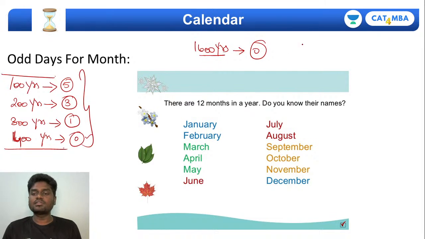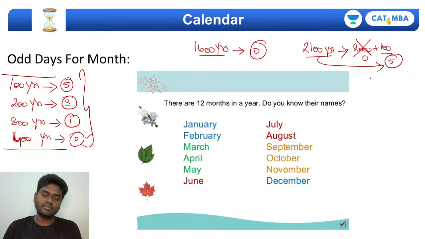And if I ask you to find the number of odd days for 2100 years, I can simply divide this as 2000 plus 100. Now listen carefully. The number of odd days for 2000 years is 0, and the number of odd days for 100 years is how much? 5. So the number of odd days for 2100 years is 5. That's it. Very simple as that.